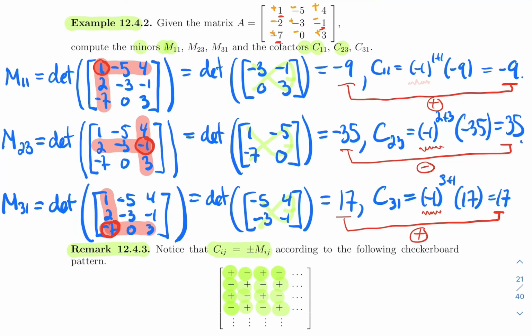So you can just use this checkerboard pattern to get the cofactor quickly without computing this annoying minus 1 to the sum power. That is kind of a redundant computation. You just change the sign if you're at a minus position, or you do nothing if you're at a plus position. This trick is very, very useful.